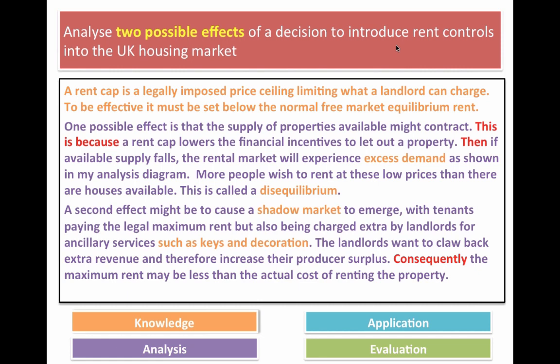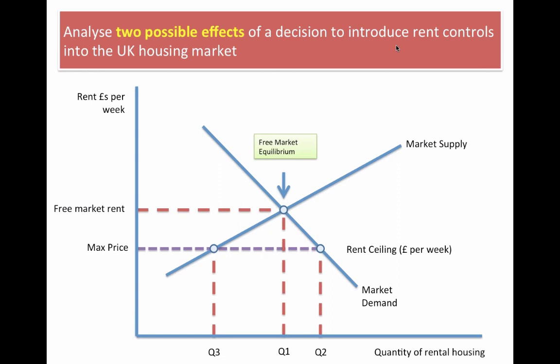Hey, that's another concept I could have put in orange, another useful theoretical idea. And hey, look, there's another connective word. Consequently, the maximum rent may be less than the actual cost of renting the property. So there's an answer to the question. It's hopefully reasonably well written. It's clearly showing 2 possible effects: contraction of supply, shadow market. And I'm trying to use connective words to glue it all together, if you like. Then, of course, you'd whack in the diagram.